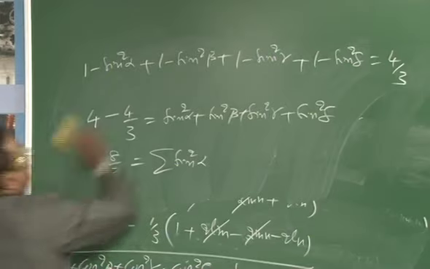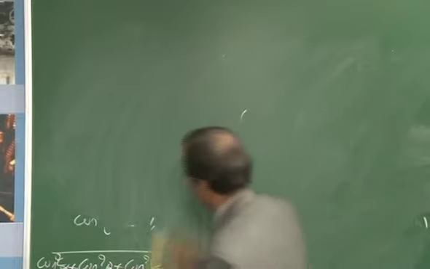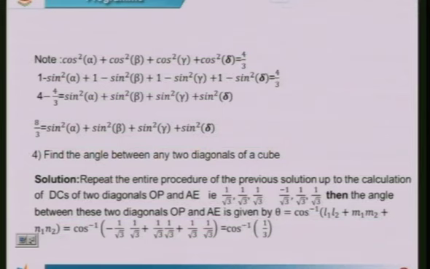And another important problem, very familiar in the exam, search your question papers, many times appeared in the exam. That is how to find the angle between the two diagonals of a cube. Same figure, up to the calculations of direction cosines of any two diagonals. Don't calculate the direction cosines of all the 4 diagonals.